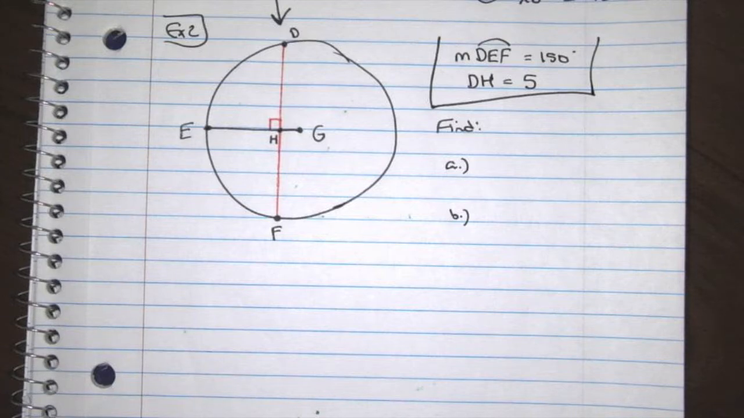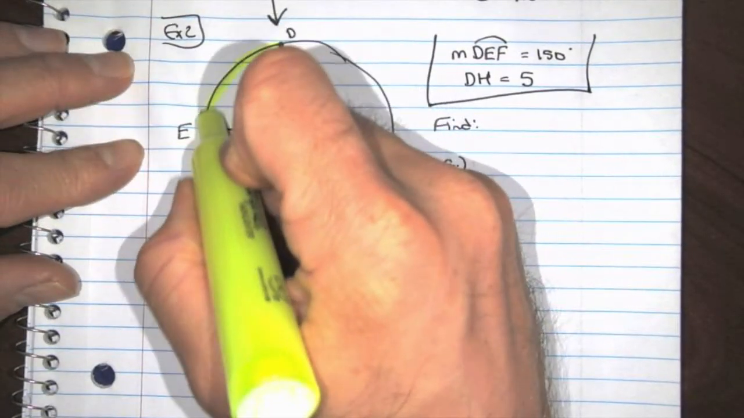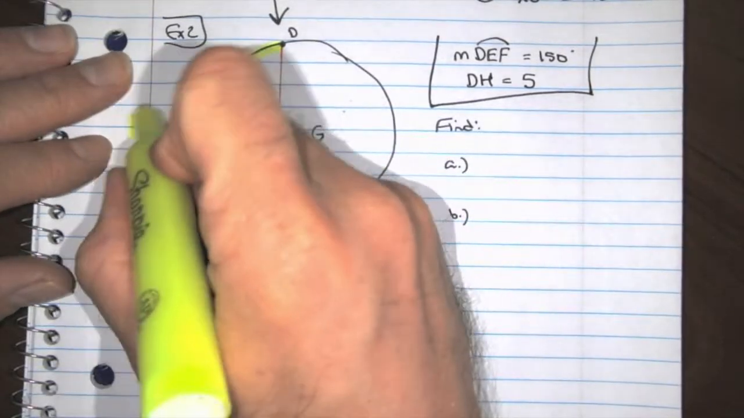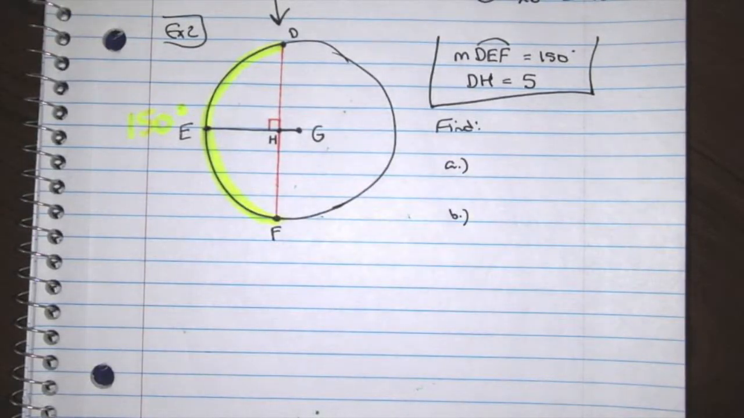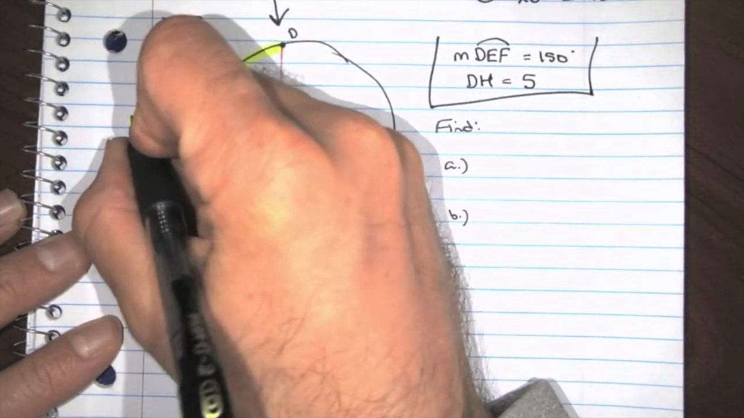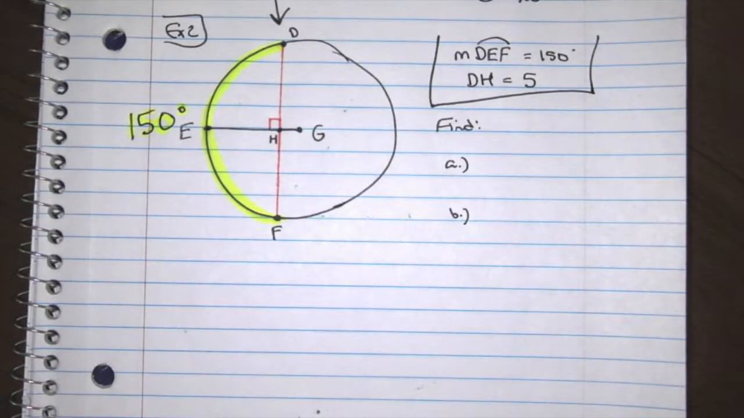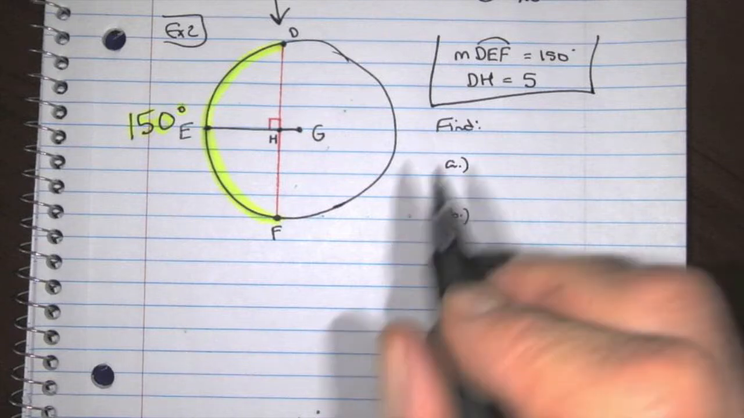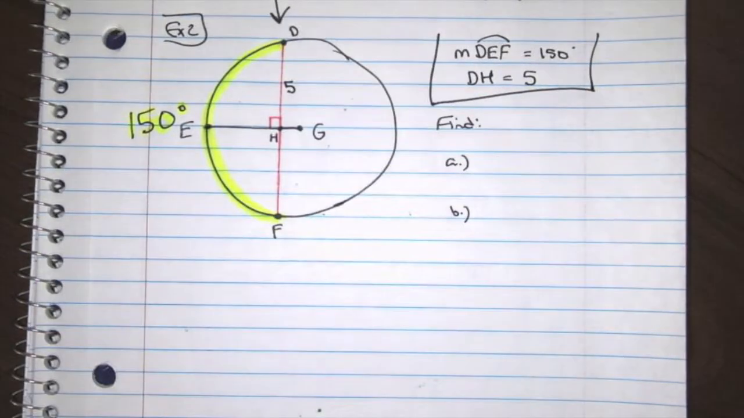They're going to tell you that the measure of arc DEF is 150 degrees. So D to E to F is 150 degrees. Man, I cannot see that. Let's write over this. That's 150 degrees. And DH is 5. Let's start off with an easy one, folks.